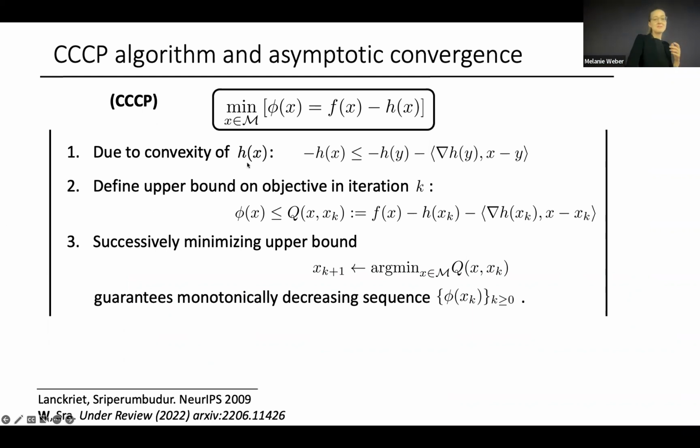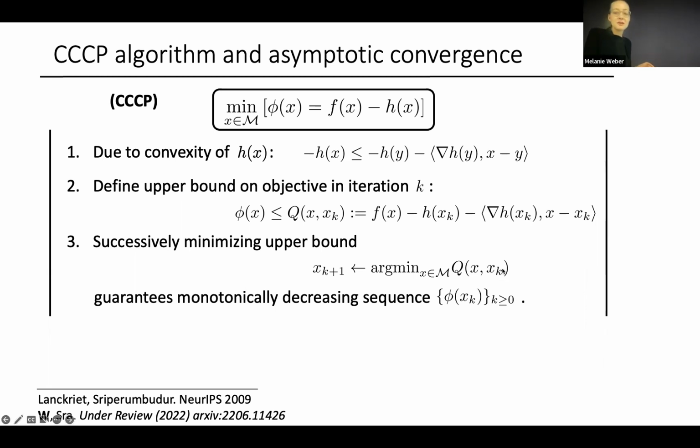So we basically make use of the fact that H is convex to get this inequality, which we plug into the objective function to get an upper bound. And then the key idea of the algorithm is to successively minimize the convex upper bound of the objective function instead of the non-convex objective function itself.